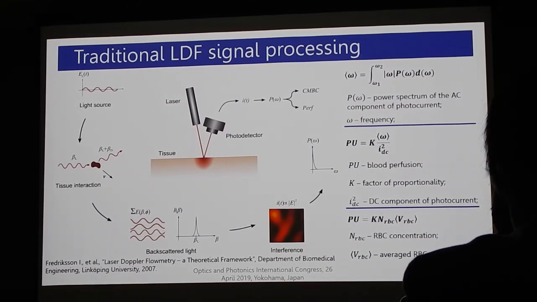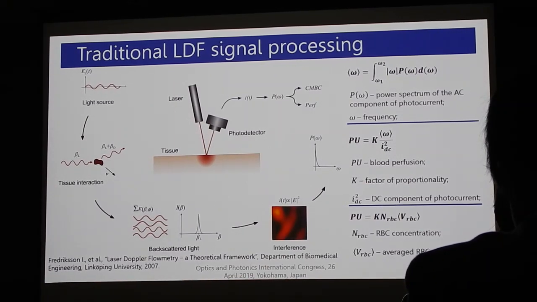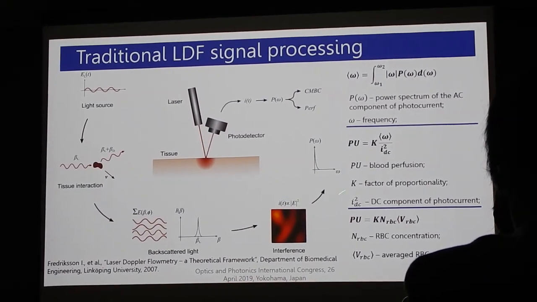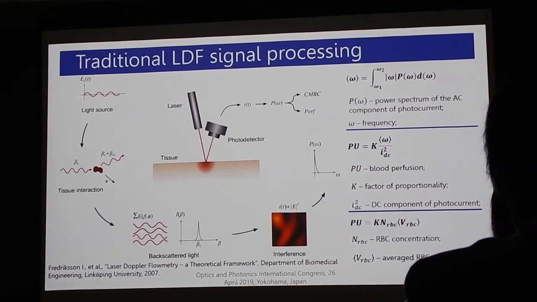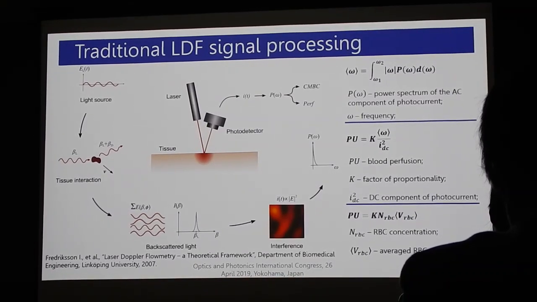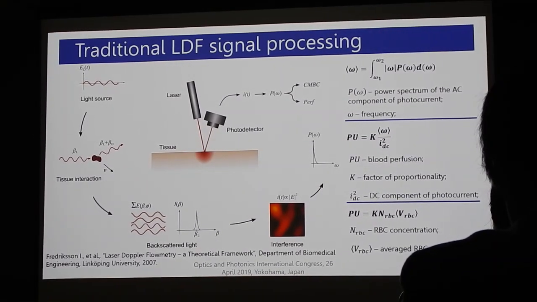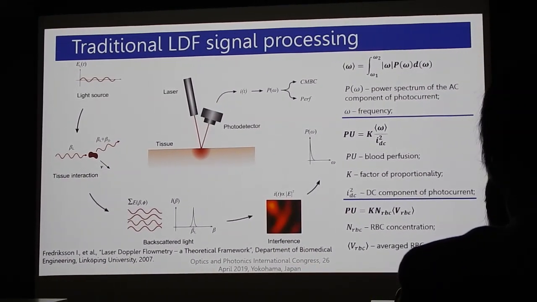In the traditional Doppler Flowmetry signal processing, the integration of the Doppler shift power spectrum is conducted over the frequency range, and in this case, usually the wide frequency range is used. It's usually from 20 Hz to 24,000 Hz.